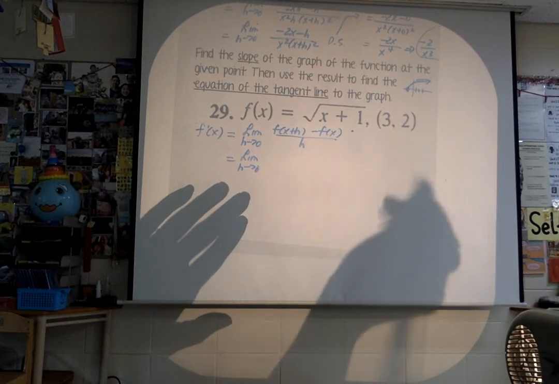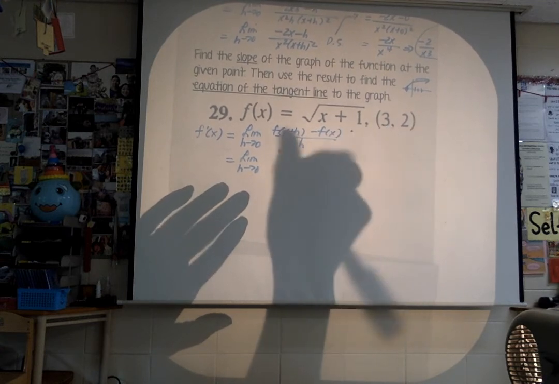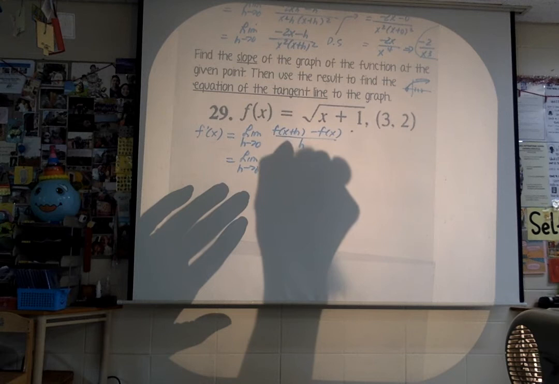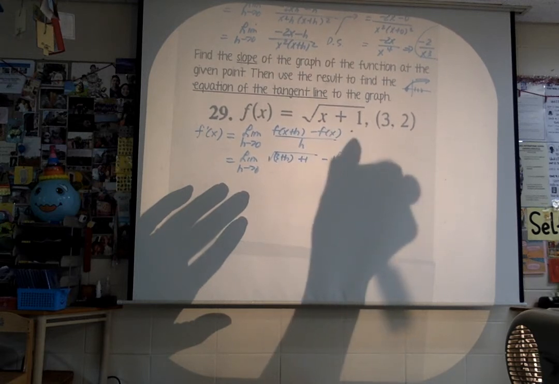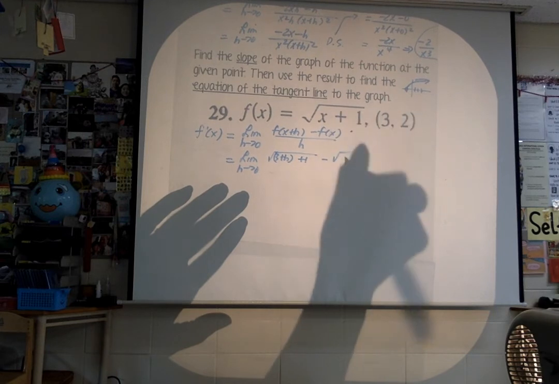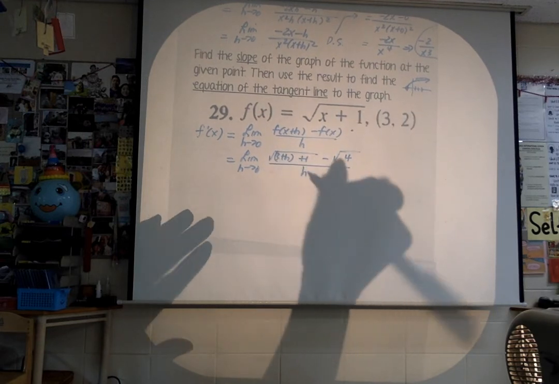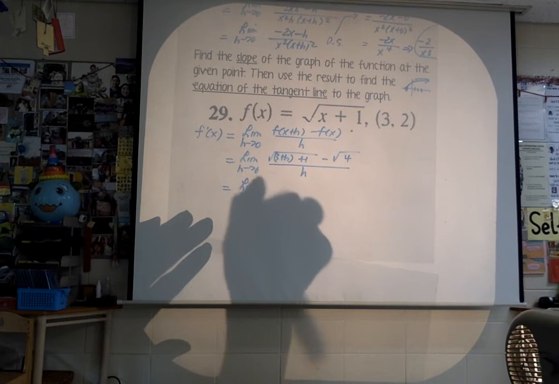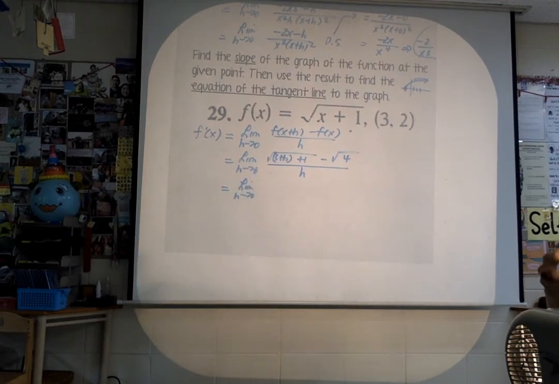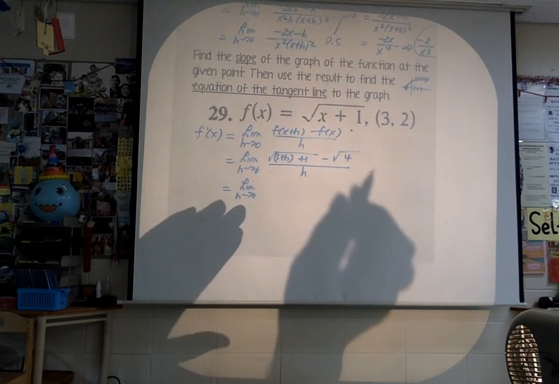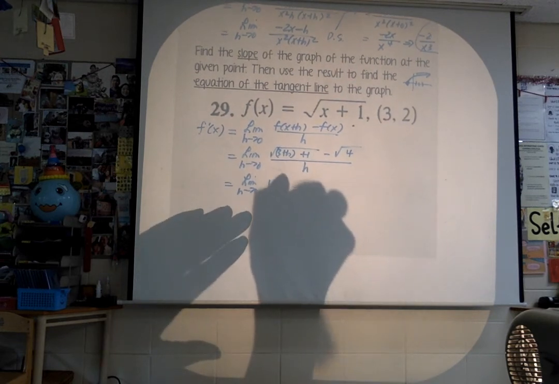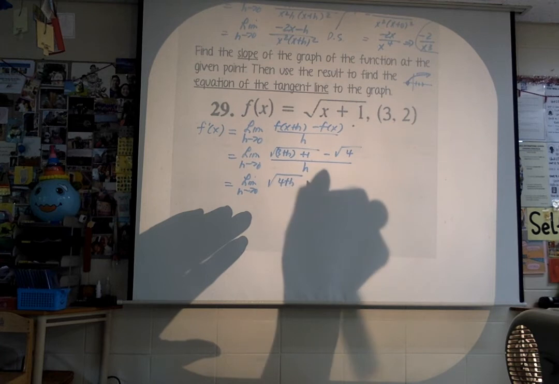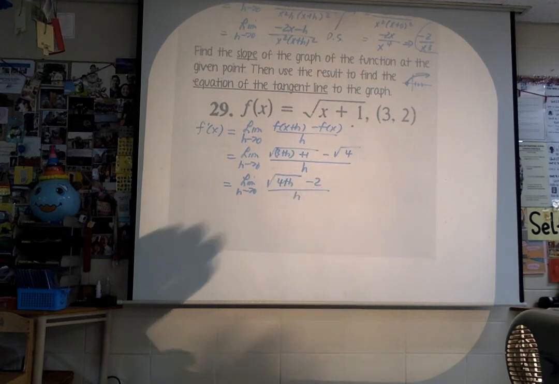So let's actually plug in the 3 here in this case, okay? So square root of 3 plus h, plus 1, minus square root of 3 plus 1, because 3 plus 1 is 4, all over h. I simplify everything, and here's what I end up with. Ready? Square root of 4 plus h minus 2 all over h.